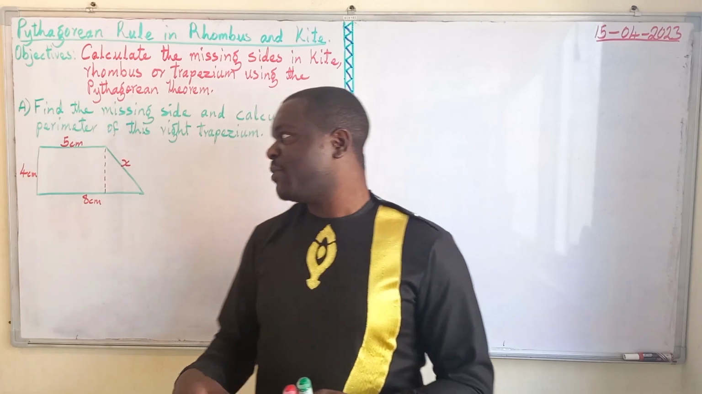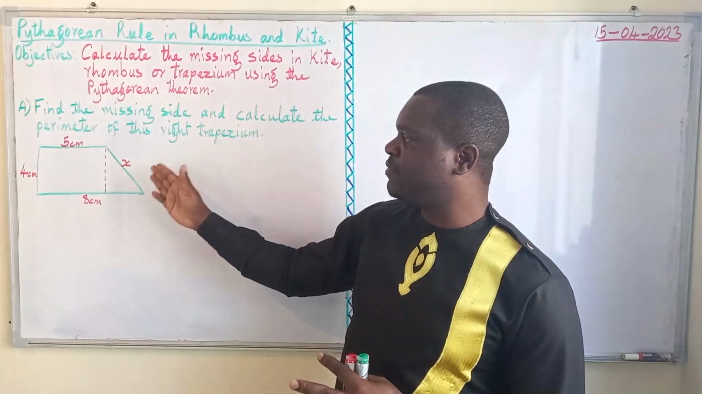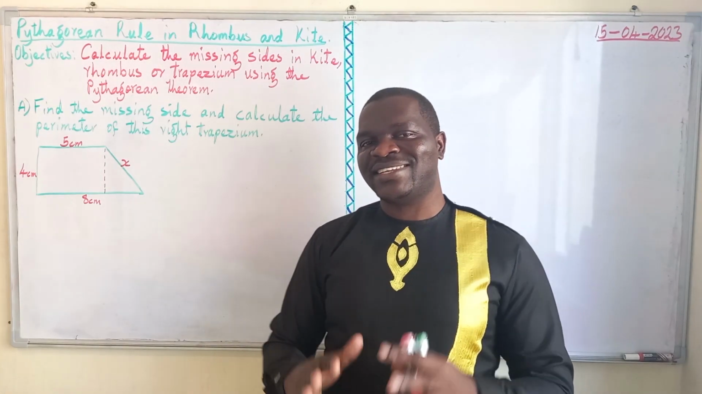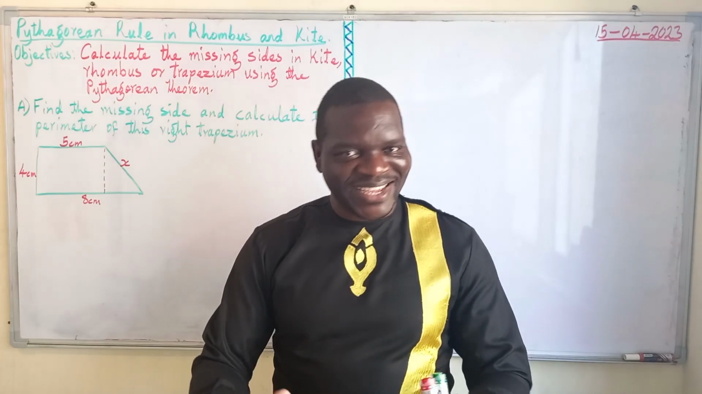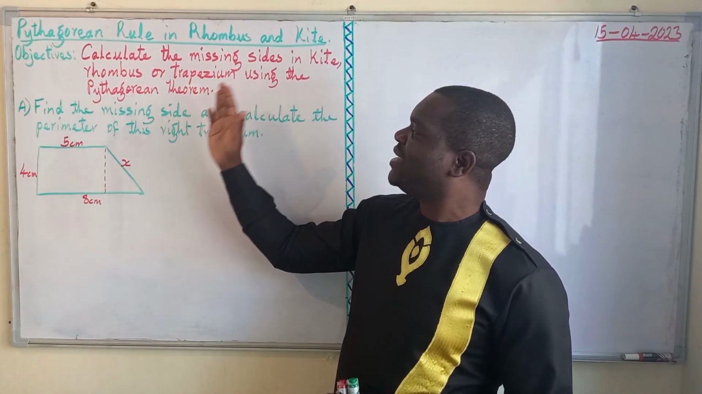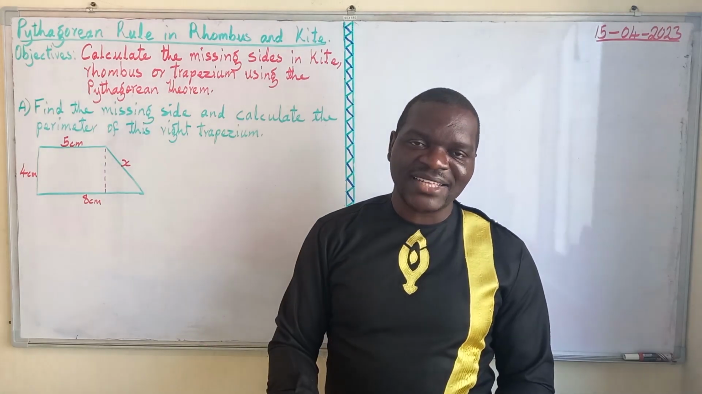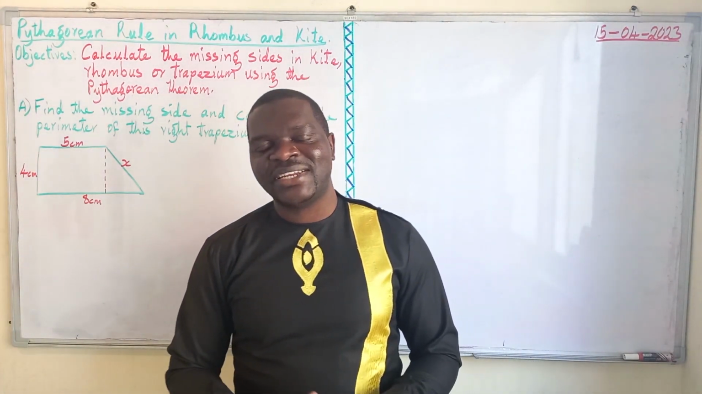So we'll not waste time, we'll go straight away into finding the missing side of this shape. But before that, it's always good that we remind ourselves of what we want to learn by the end of the lesson. Our objective states that we should be able to calculate the missing side in a kite, a rhombus, or a trapezium using the Pythagorean theorem.